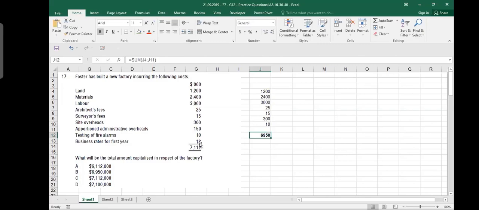Business rates, it is rent, it is operating expense. Apportioned administrative overheads, these are existing overheads. They are not related to the construction of this factory. If you have Teacher, what is the site? What is the site overhead? Site overhead means that any overheads which you are incurring on the site, the construction site.